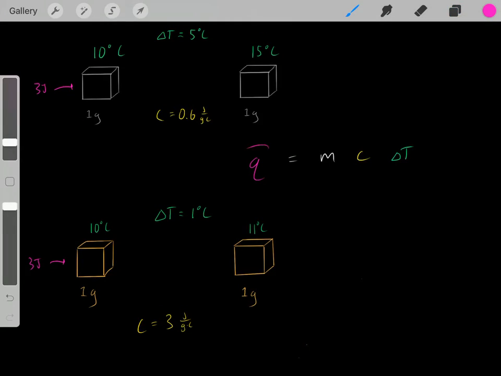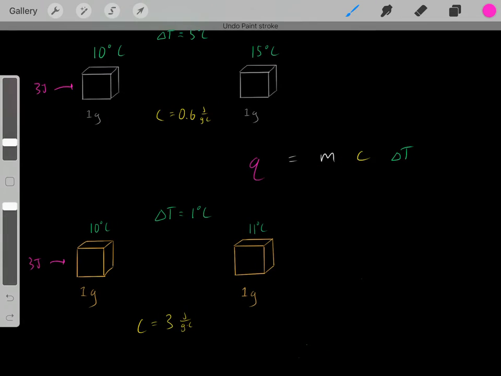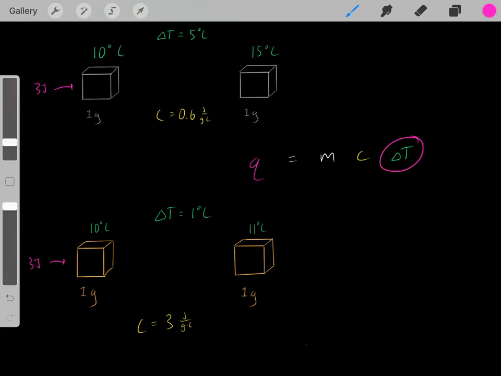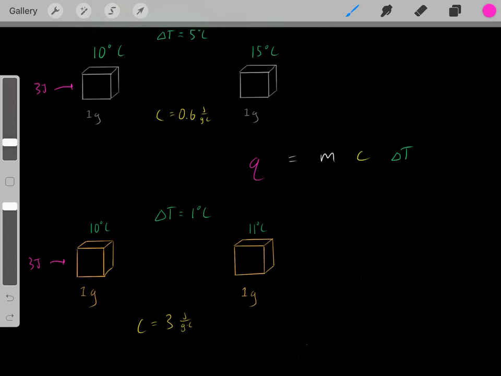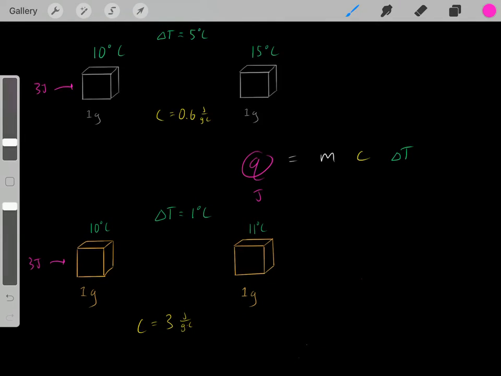The amount of heat you add to an object equals the mass of the object multiplied by the specific heat capacity of the object multiplied by the change in temperature, not the original temperature, not the final temperature, the change in temperature. And again, just analyzing the units, Q would be joules, the unit of heat is joules, mass would be grams, temperature is Celsius in this example.